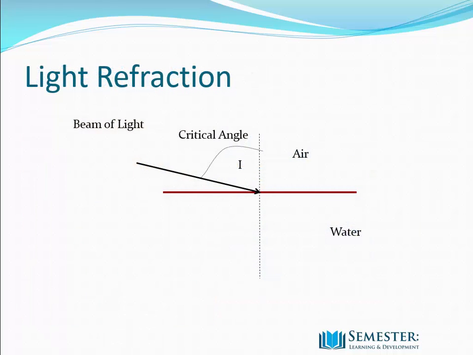So when our beam of light gets to a certain point, which we will call the critical angle, the light will travel along the surface of the medium. In fibre optics, this is a bad thing and needs to be avoided.